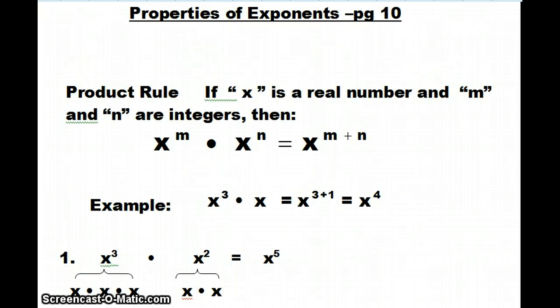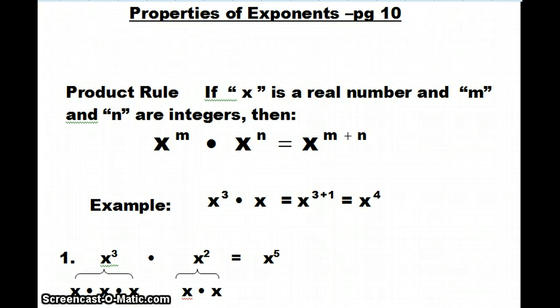We're now going to look at some of the properties of exponents. That's on page 10 of your textbook. The first one is called the product rule, and it says that if x is any real number and m and n are integers, so that means they can be like -1, -2, -3, 0, 1, 2, or 3, then if we have that base of x to the power of m times x to the power of n, the answer is going to be that same base, x, and we add the two exponents together.